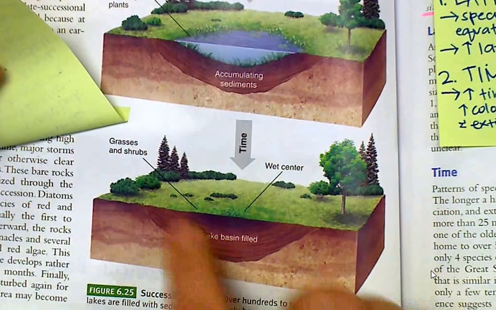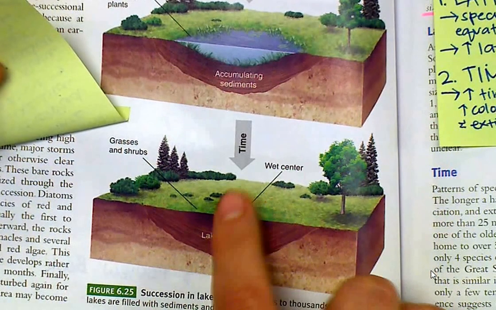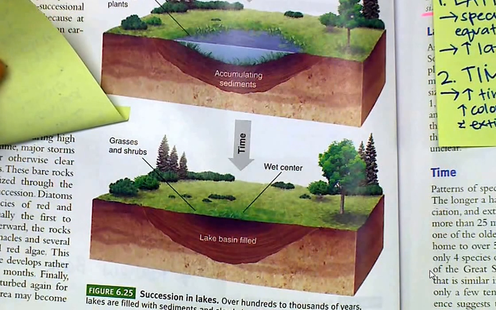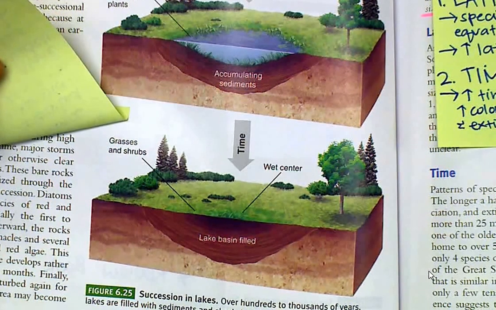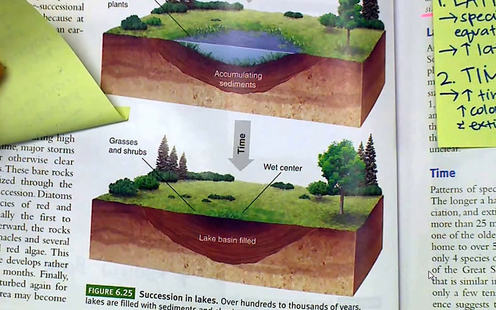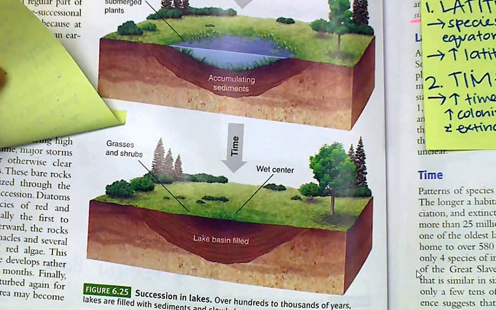We are going to have grasses and shrubs and a wet sedgy bog area. So this can still be considered a wetland, because we're still going to have a lot of sometimes standing water. But for the most part, it's going to go through secondary succession, terrestrial secondary succession, after the lake basin is filled because we're starting with some soil. All right.